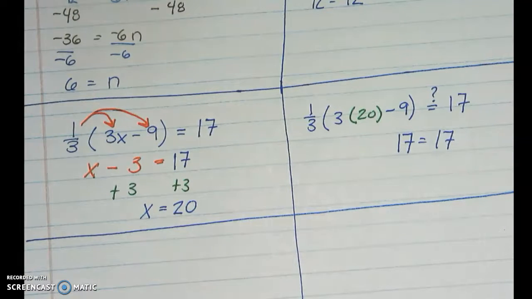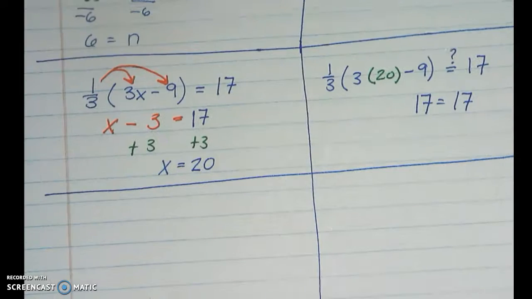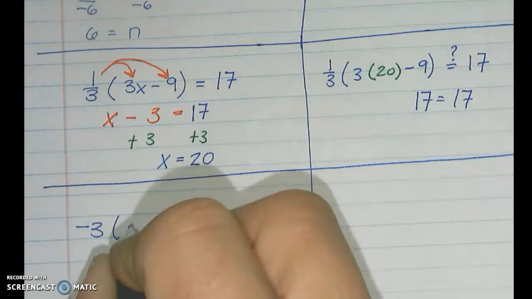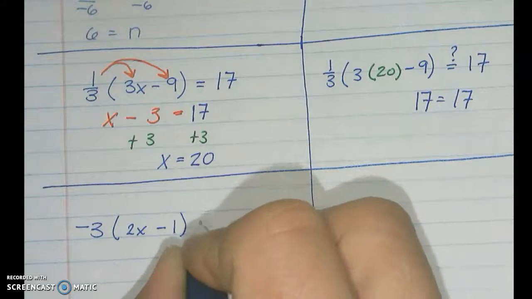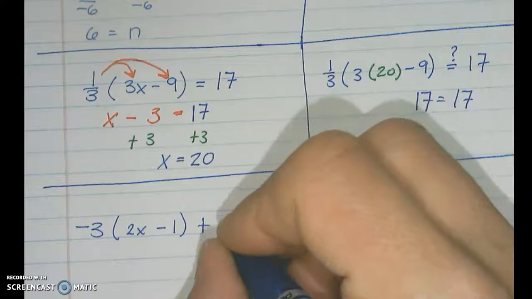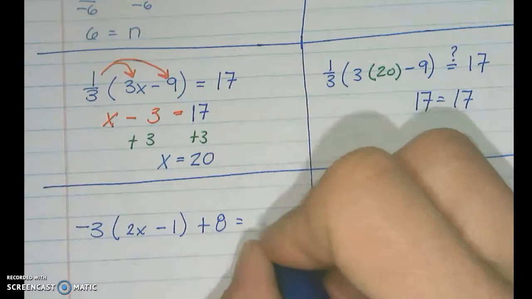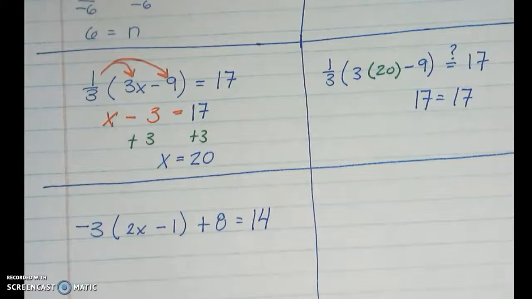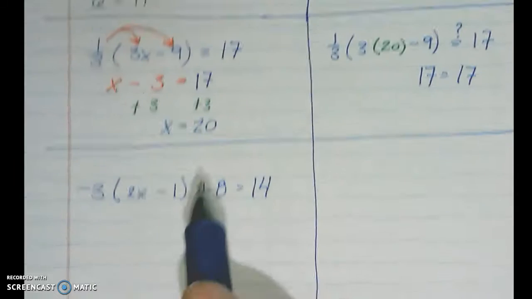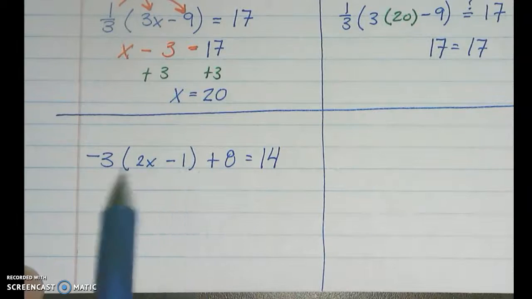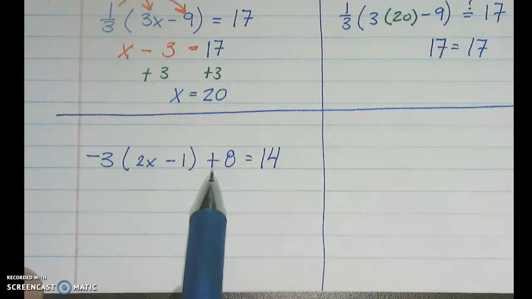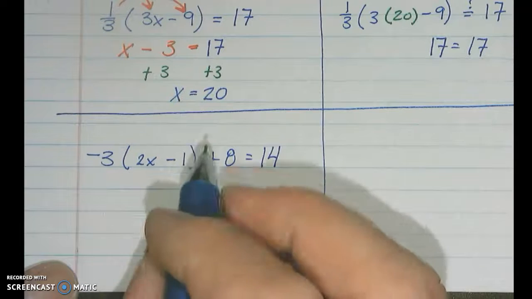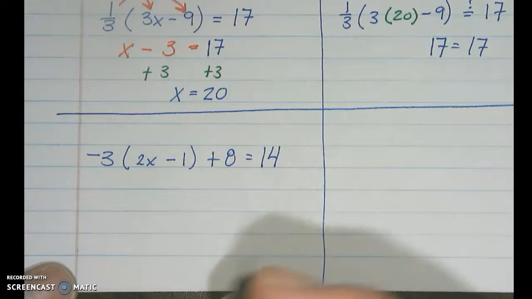So our next problem that we're going to be looking at is negative 3 times 2x minus 1 plus 8 is equal to 14. Okay, so notice this time we don't have just the parentheses. We got this additional one right here, correct? Okay. So what I'm going to do first is I'm going to distribute.